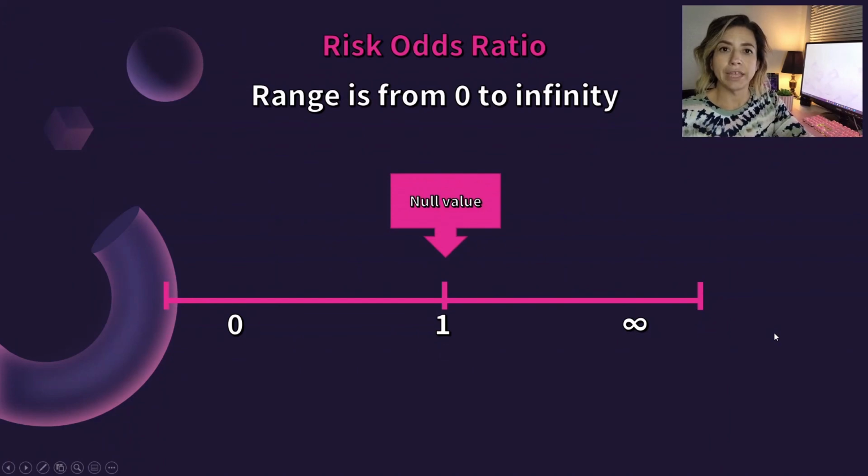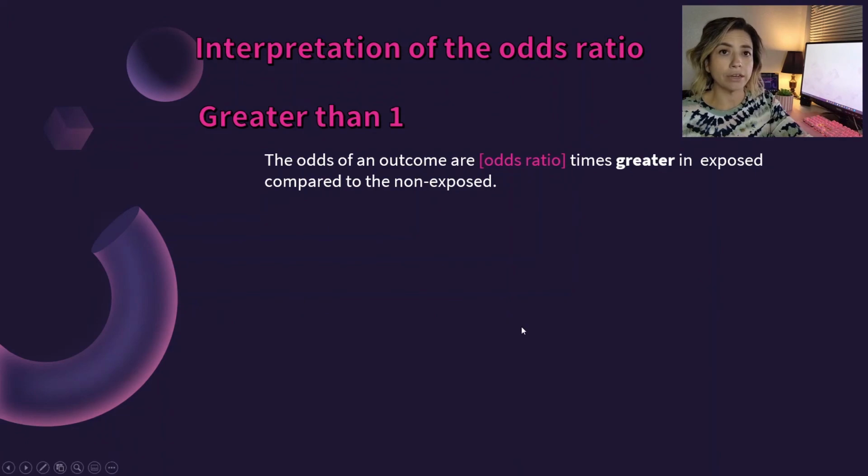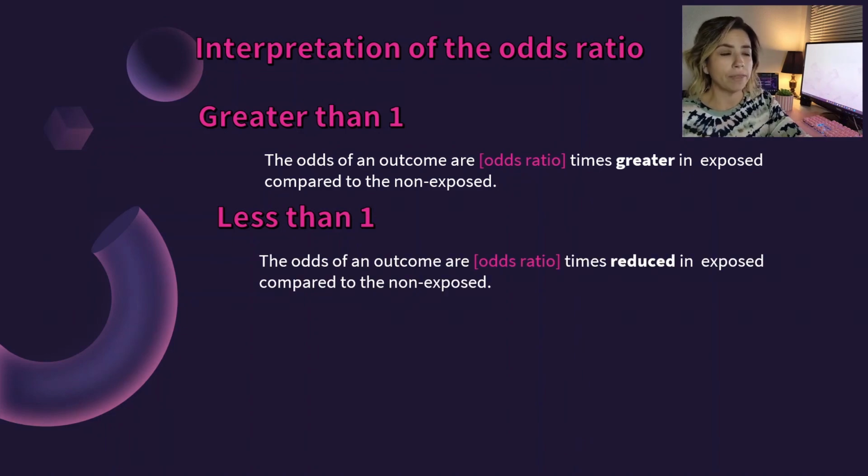So now let's look at the interpretation of the odds ratio. The odds ratio ranges from 0 to infinity, just like our risk ratio. Let's look first at an odds ratio that is greater than 1. The interpretation would read, the odds of an outcome are, and you put the odds, times greater in the exposed compared to the non-exposed. Now, when an odds ratio is less than 1, then we're looking at a reduction of the odds. The odds of an outcome are 0.25 times reduced in the exposed compared to the non-exposed.